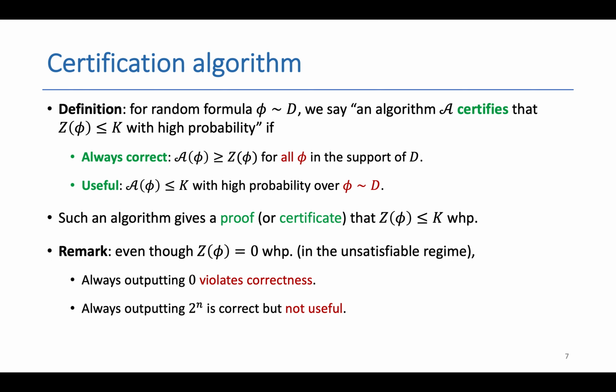Such an algorithm you can think of as giving you a proof that a random formula has at most k solutions. And this crucially relies on the fact that this algorithm is always correct. In particular, always being correct enables you to use the trace of the algorithm itself as a proof that a formula has at most k solutions.